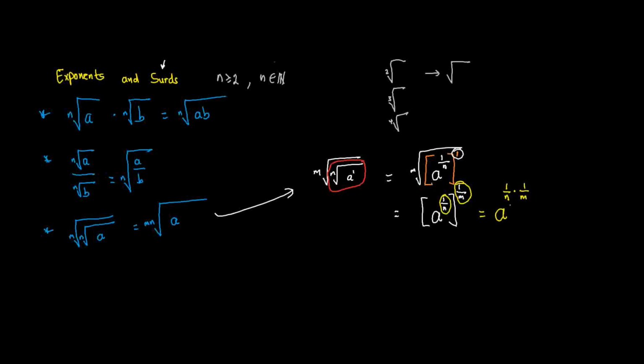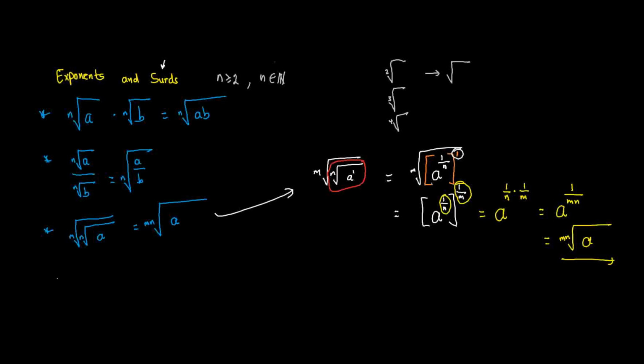How do we multiply fractions? Top of the top, bottom of the bottom. So that gives me a raised to the power of 1 times 1 is 1 over n times m is mn. You know, the commutative property, I can swap it around perfectly fine. And again, using what we know, that the mth root of a raised to the power of n is equal to a raised to the power of n over m, we can rewrite this as the mnth root of a raised to the power of 1, an invisible 1. And that is the reason why we have this third law.